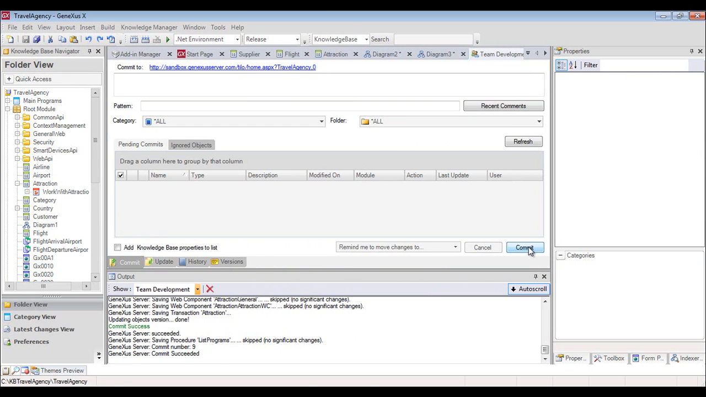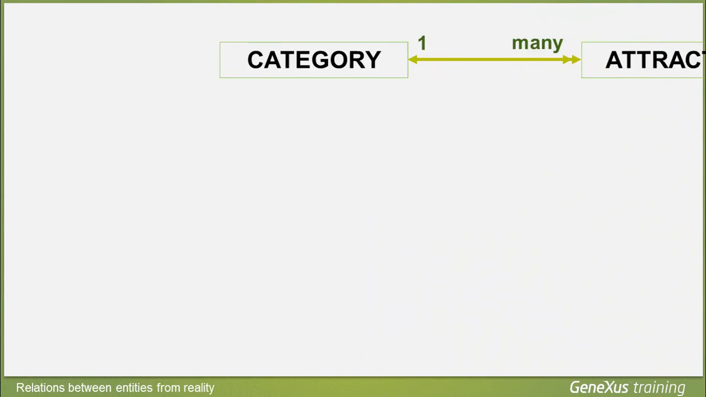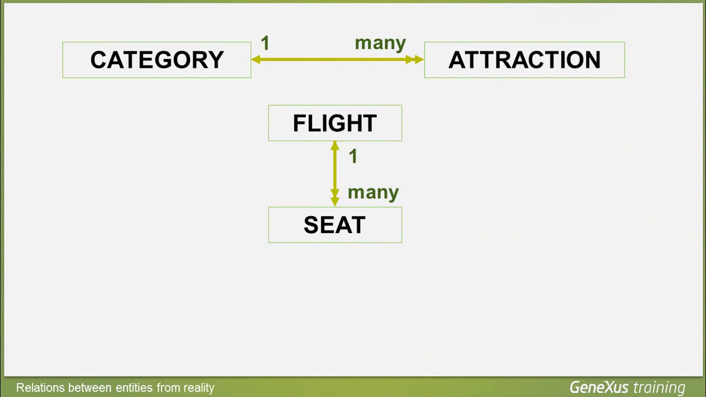So, we've seen that we can represent different relations between actors from our reality with transactions and their attributes.